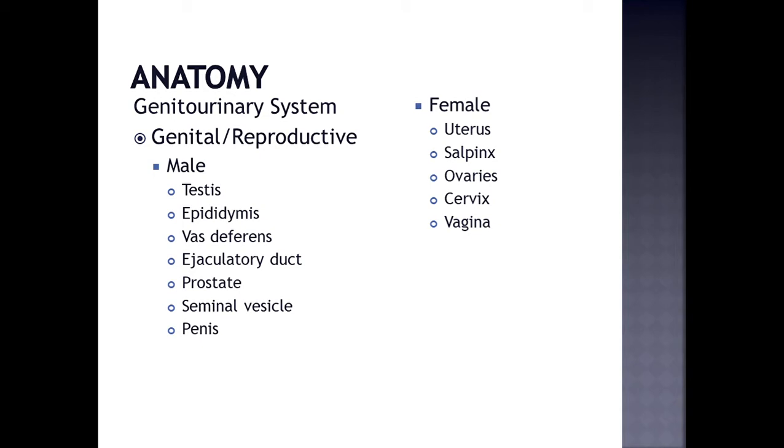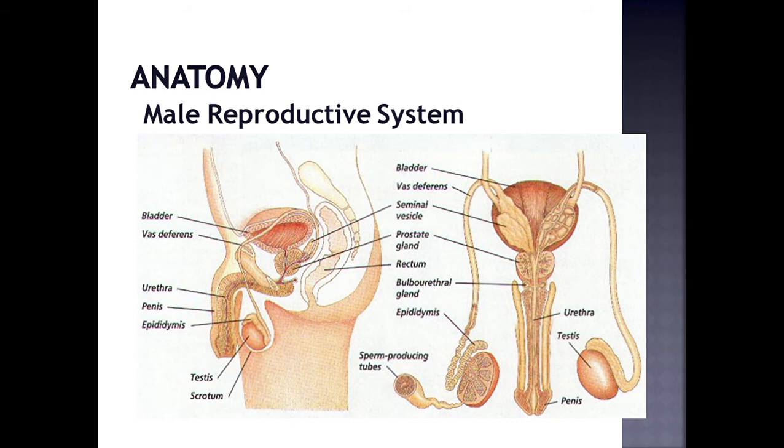Next, we see the anatomy of the reproductive system. In males, there is the testis, epididymis, vas deferens, ejaculatory duct, prostate, seminal vesicles, and penis. While in females, there is the uterus, salpinx, ovaries, cervix, and vagina. Male reproductive system: here we see the testis in the scrotal sac, on top of the testis the epididymis, then the vas deferens, prostate gland, and seminal vesicles.